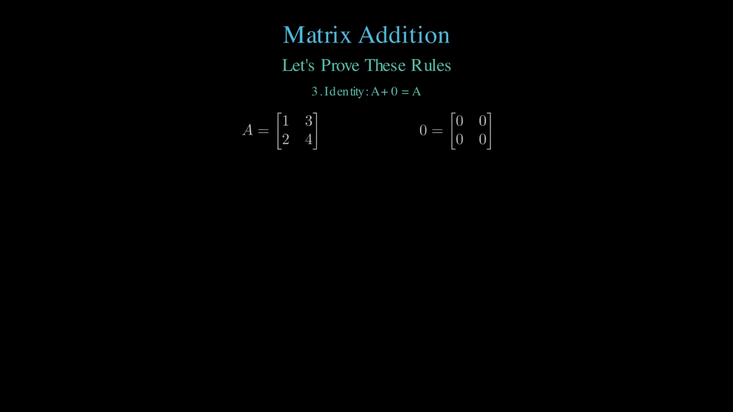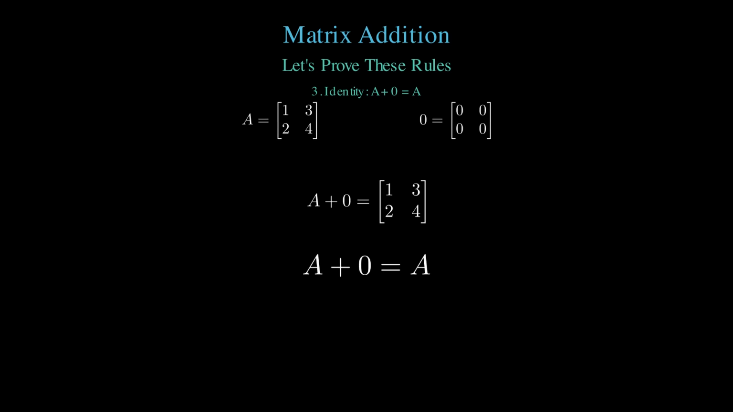Now let's look at the identity matrix. Here are matrix A and the 0 matrix side by side. When we add the 0 matrix to A, the result stays the same. So, this proves the identity property for matrix addition.